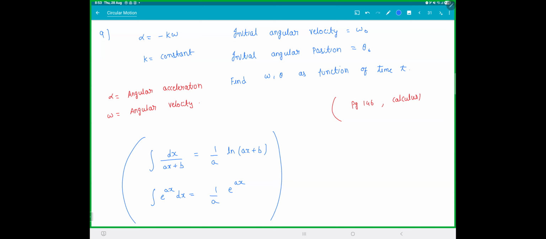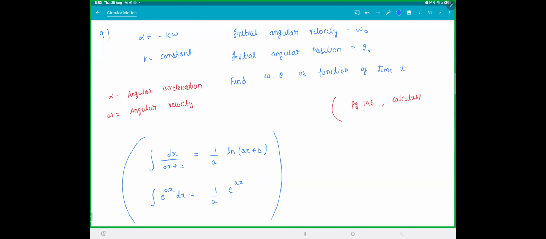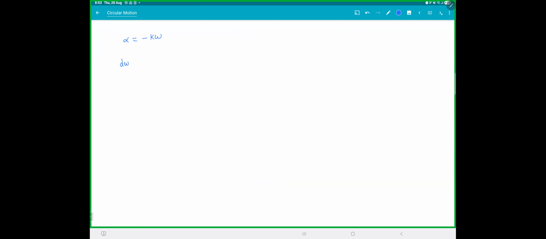Let's see the first one. Alpha is minus k omega. Right, I give minus, yeah. So this will be d omega by dt is minus k omega. Bring all omegas to one side and minus k dt to one side. Integrate on both sides. This will go from 0 to t. This will go from omega naught to omega.